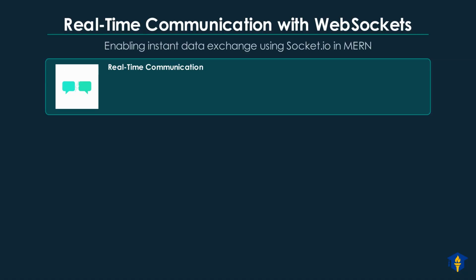Real-time communication refers to the instant exchange of information between clients and servers without delay. This instant data update between clients and servers is absolutely essential for dynamic and interactive apps today. Real-time communication is indeed essential for building dynamic and interactive applications that respond instantly.